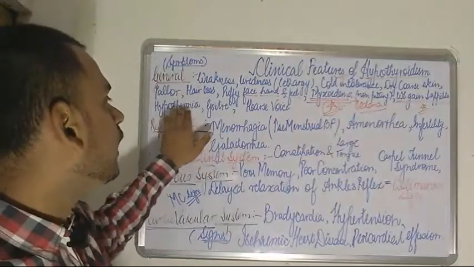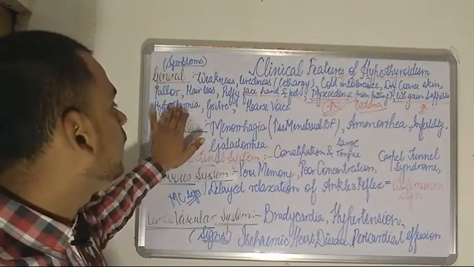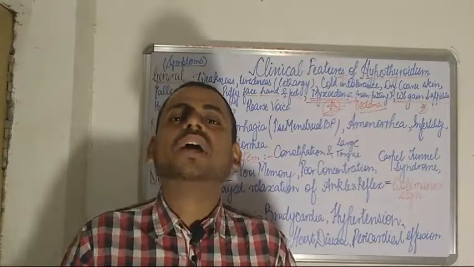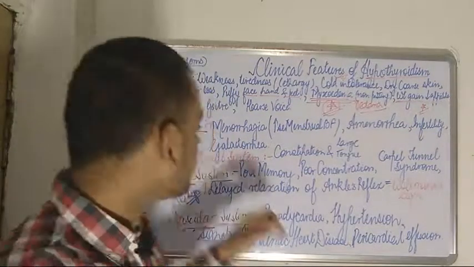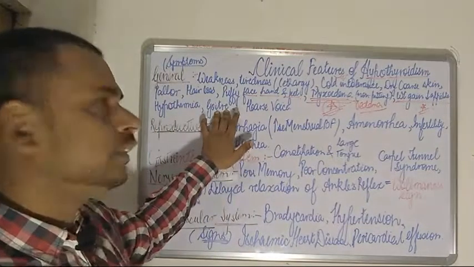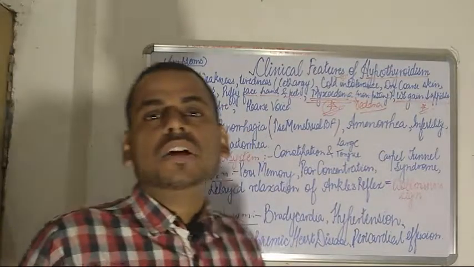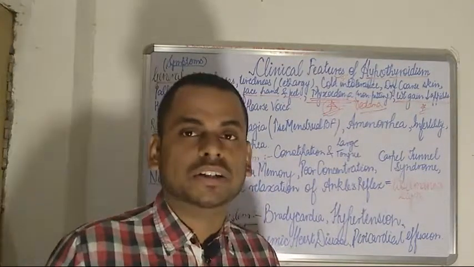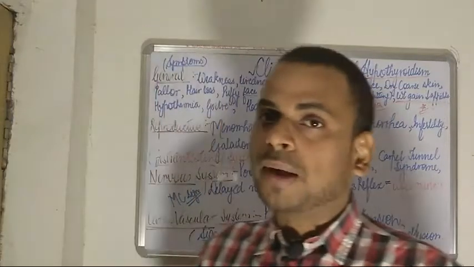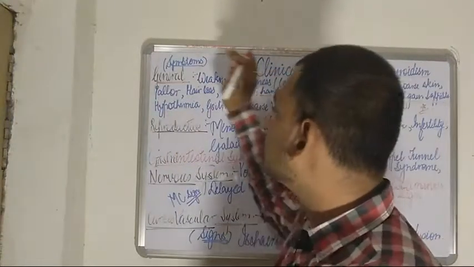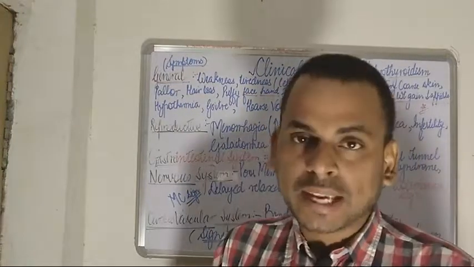Moving on, the next important clinical feature is hypothermia. So the patients are always having a cold and clammy skin. They can also manifest with goiter, and hoarseness of voice can occur. So these were all about the general clinical features, the general symptoms the patients may experience.